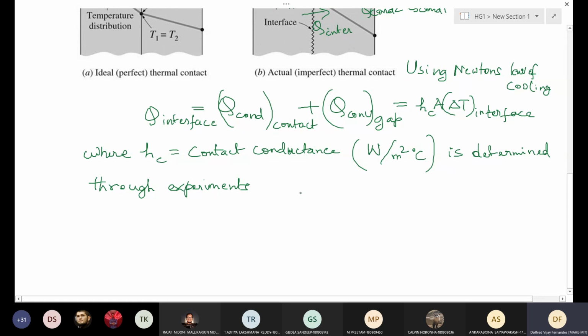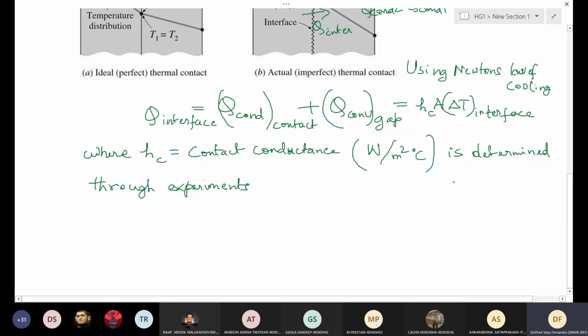Any doubt? So this entire expression is equal to h_c A delta T, or only Q convection of the gap? The entire. Conduction and convection are expressed together, so we use Newton's law of cooling.